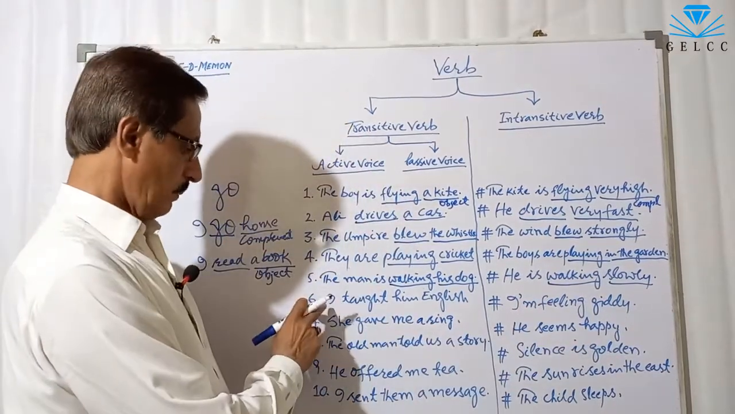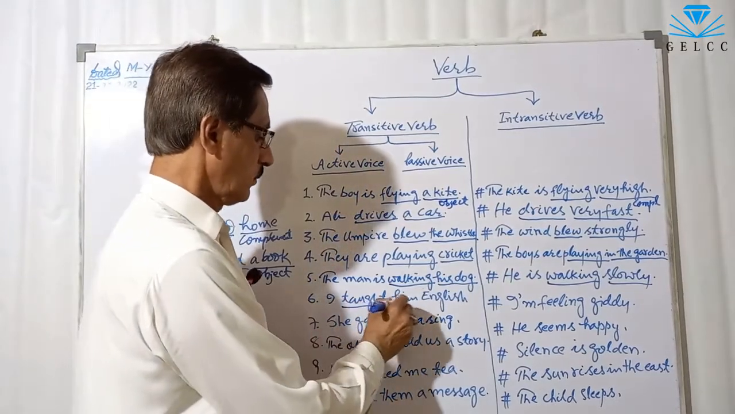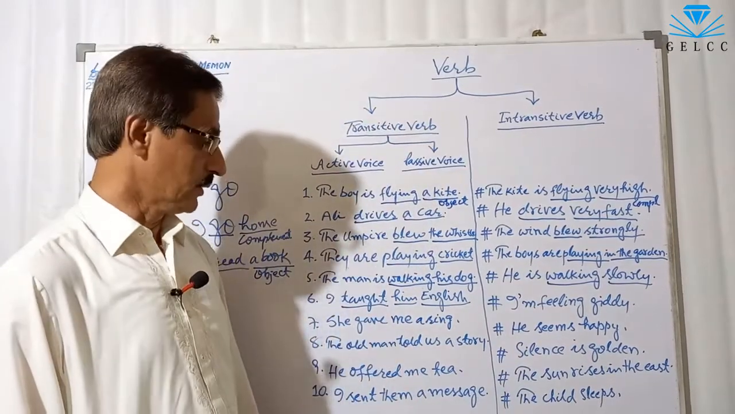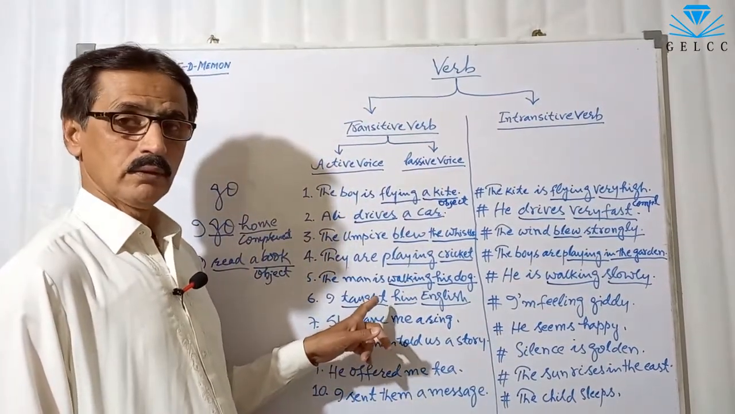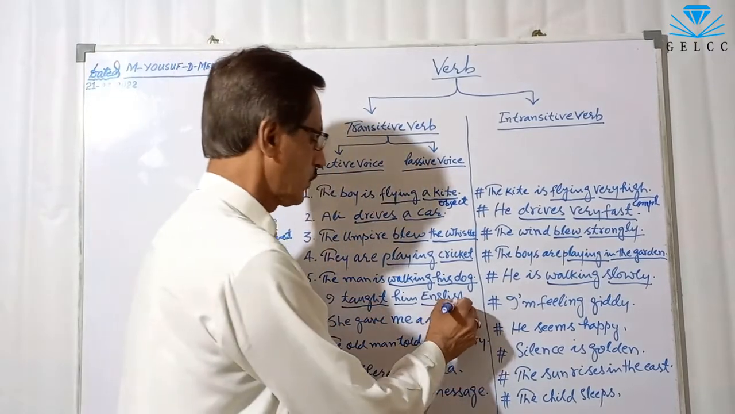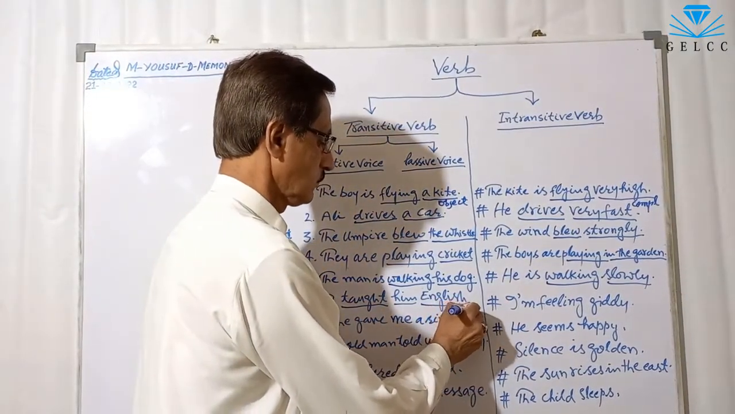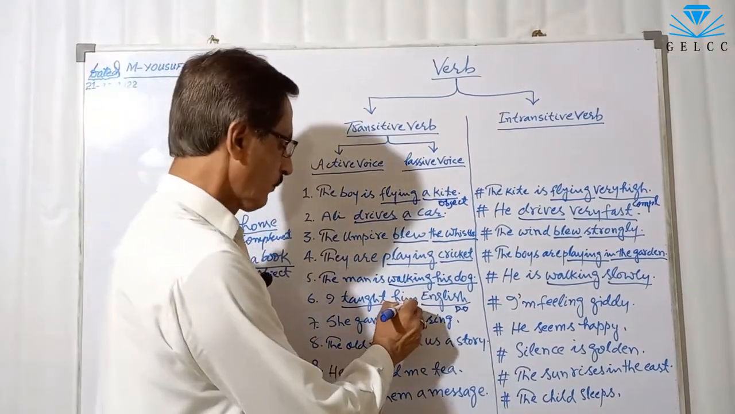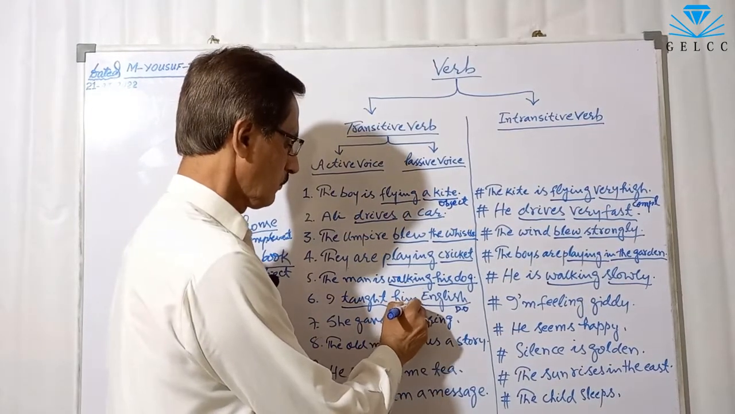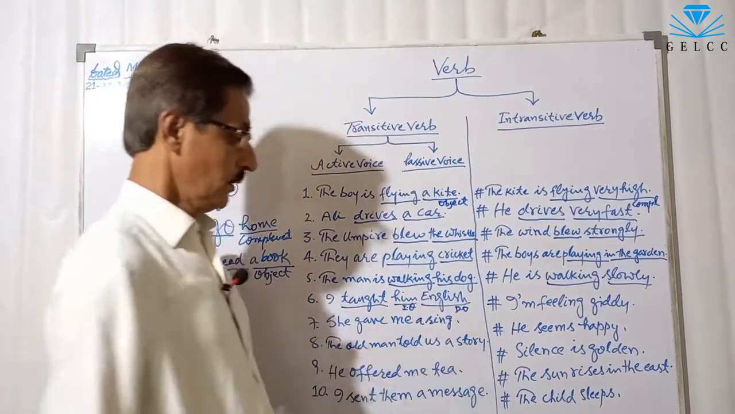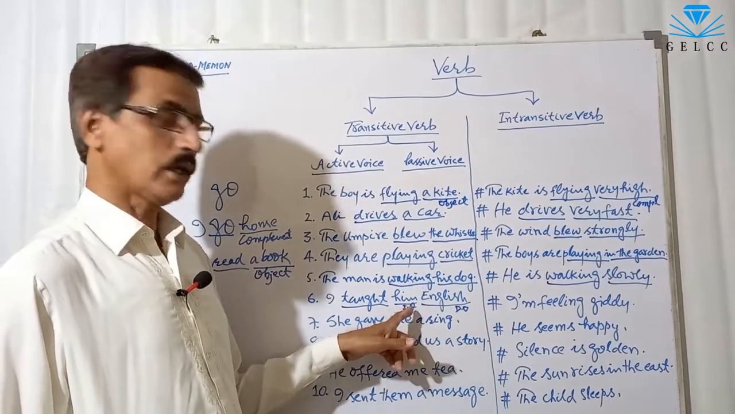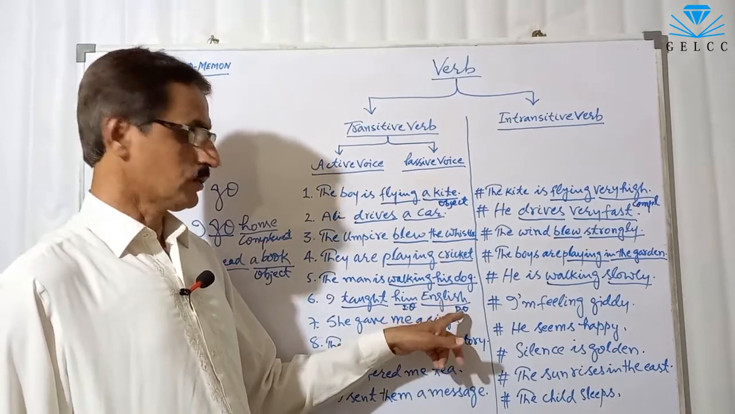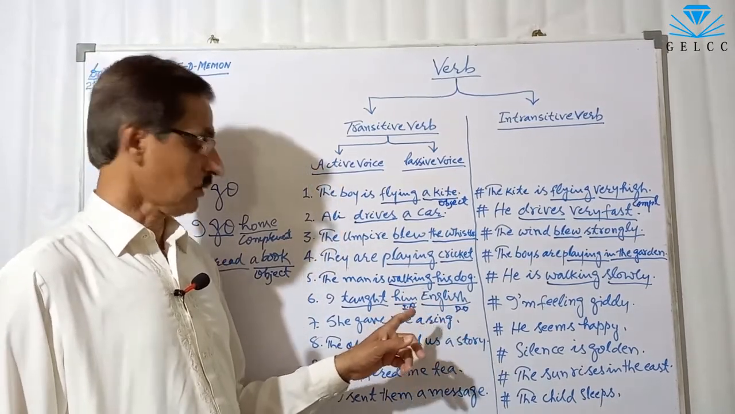Now, number 6. I taught him English. Taught. What did I teach? English. To whom did I teach? Him. This is the direct object, this is the indirect object. There are two objects. Both are objects. The one is the direct object and the other is the indirect object.